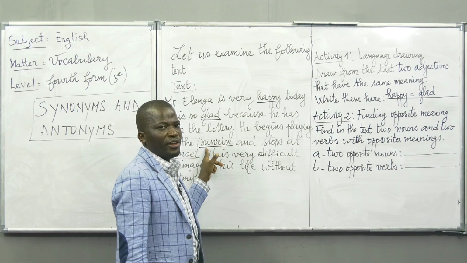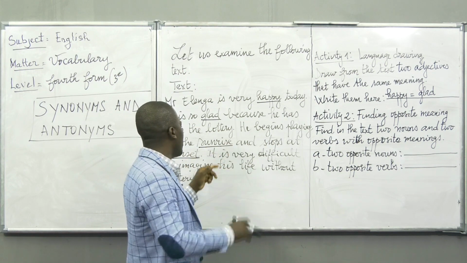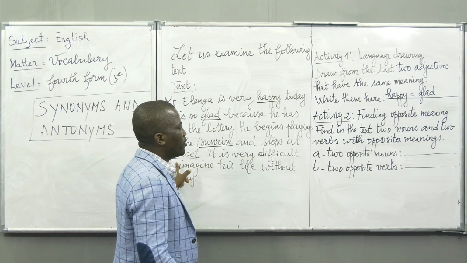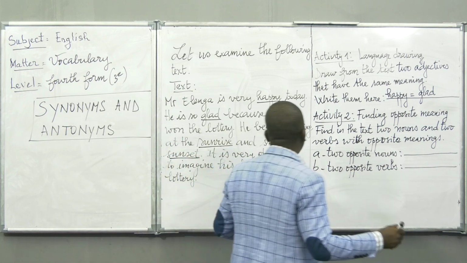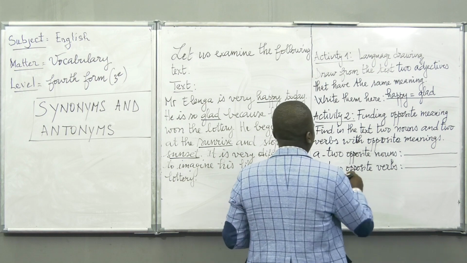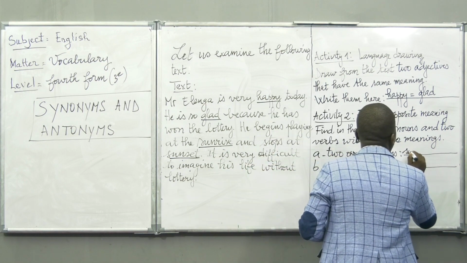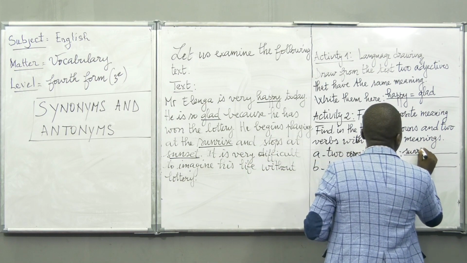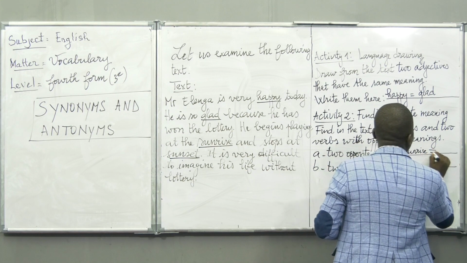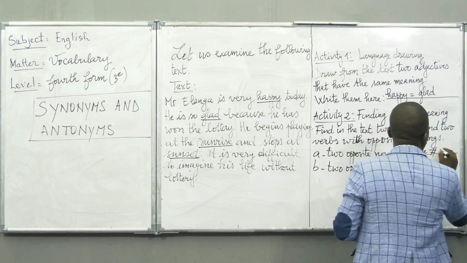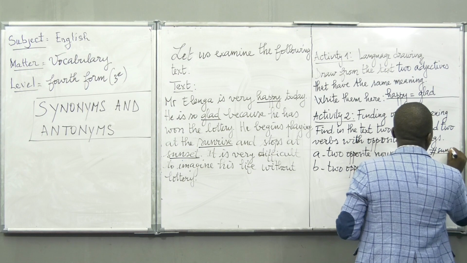Sunrise is when the sun rises, and sunset is when the sun goes down. Okay, then we have sunrise, opposite to sunset.